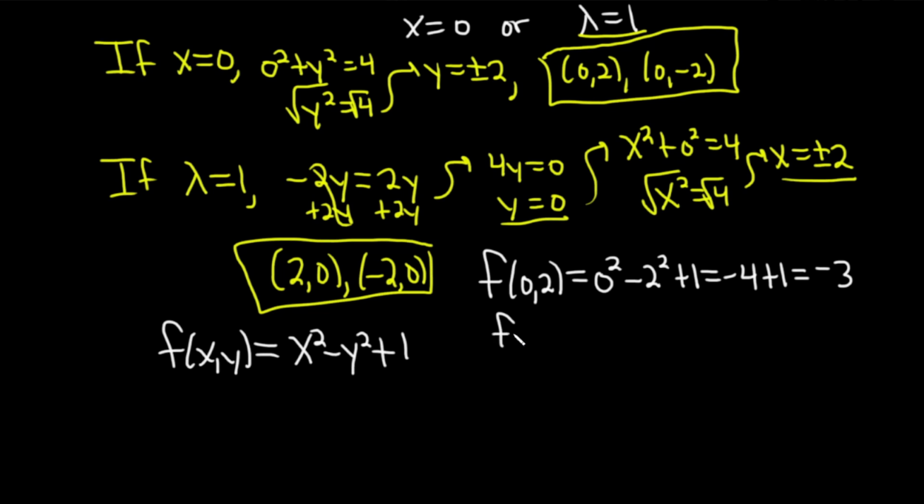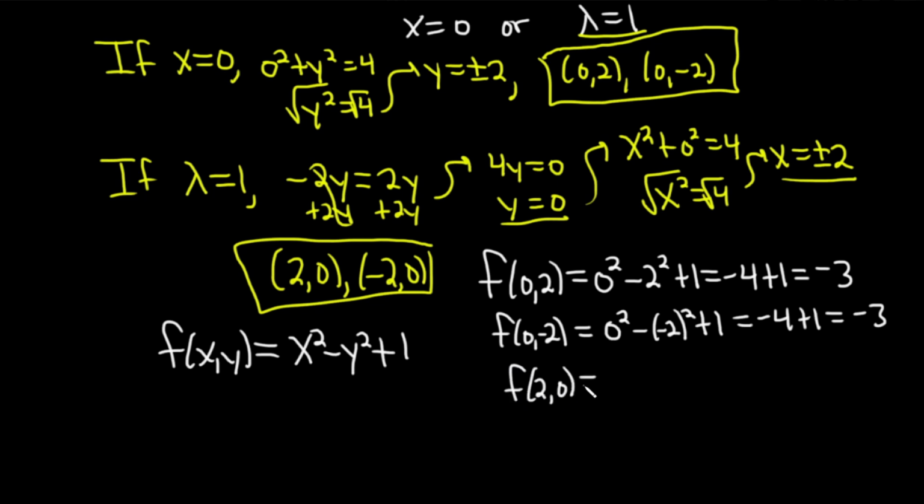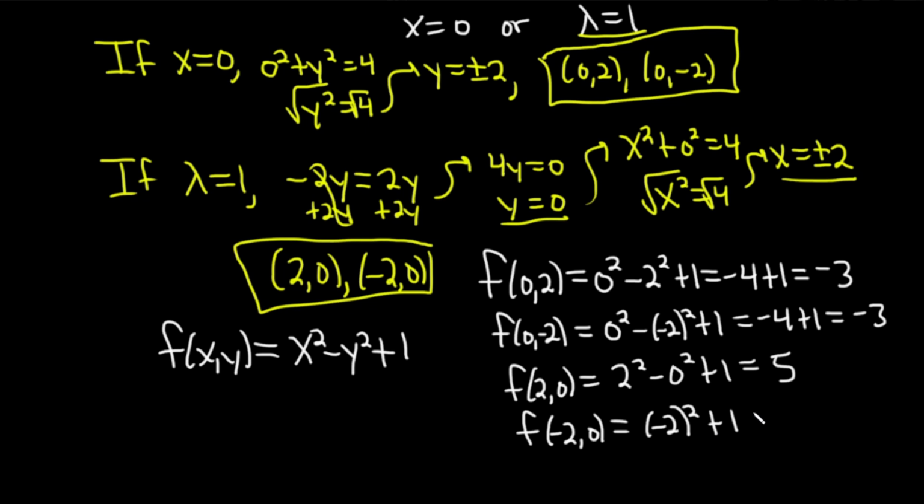And then if we do (0, -2), it's going to be exactly the same, right? It'll be 0 squared minus (-2) squared plus 1. Negative 2 squared is 4, but we have a negative, so it's negative 4 plus 1, so it's negative 3. And then if we look at f of (2, 0), in this case, we're going to get 2 squared minus 0 squared plus 1. So we just get 5. 4 plus 1 is 5. And then f of (-2, 0), we're going to get the same thing. Negative 2 squared plus 1 equals 5.